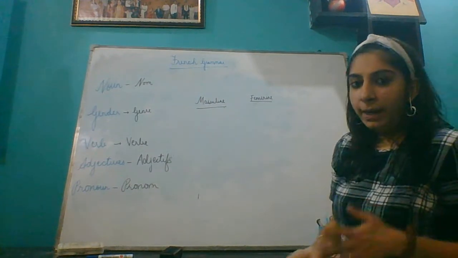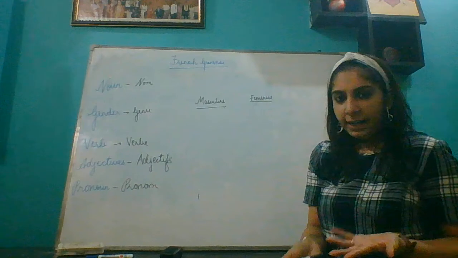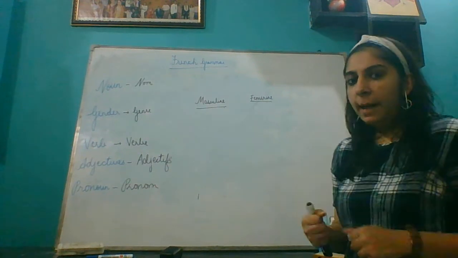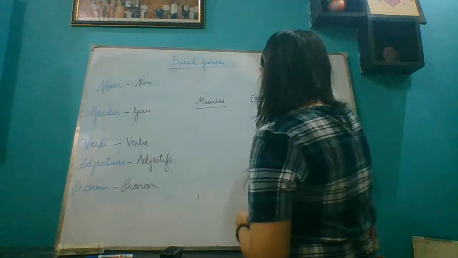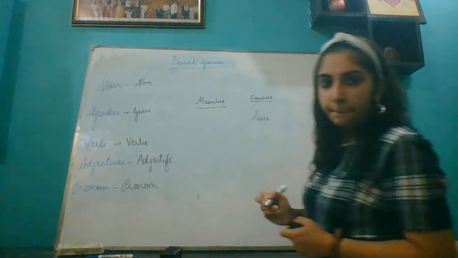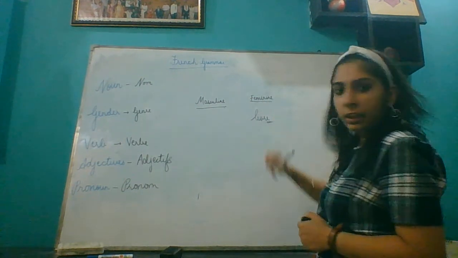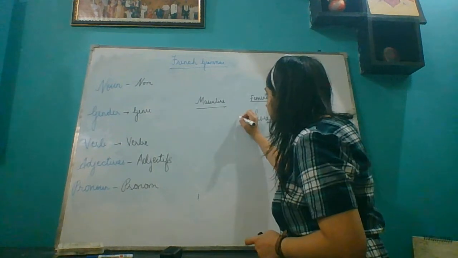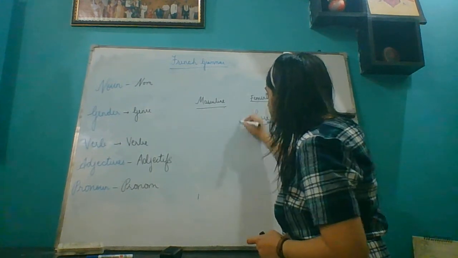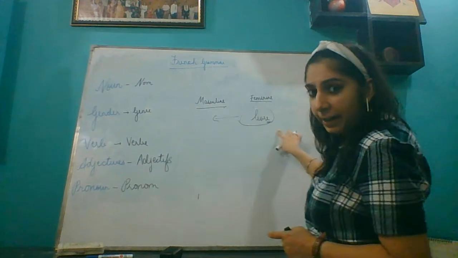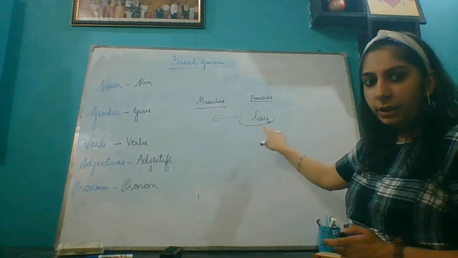And sometimes the noun might not be ending with E, but still would be feminine. So there are certain exceptions. For example, I give you the example of livre. Livre is a book. But if you see, it's ending with E, but we don't consider it feminine. It is masculine. So this comes under the masculine category. Livre is masculine, though ending with E, but it's an exception.